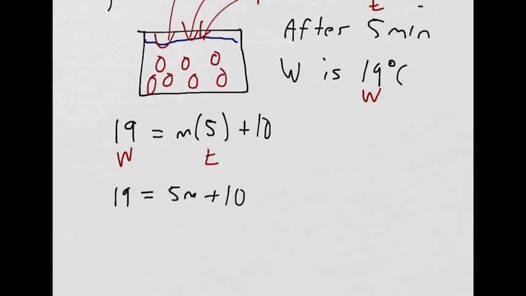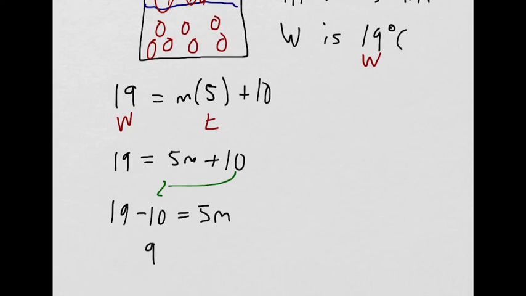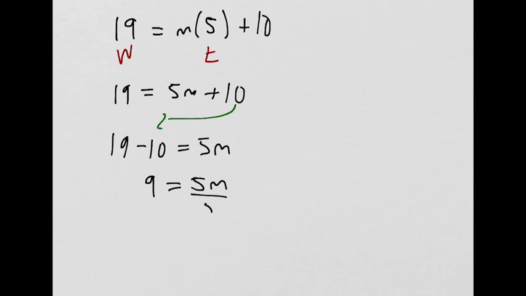Okay, 5m plus 10. And solving, we bring the 10 over, change sides, change signs. So that's 19 minus 10 equals 5m. That is just 9 equals 5m. And then divide both sides by 5. So m is equal to 9/5, or as a decimal, that's 1.8. Right, 1.8, not 2.8. Thank you. Okay, so the slope is 1.8.